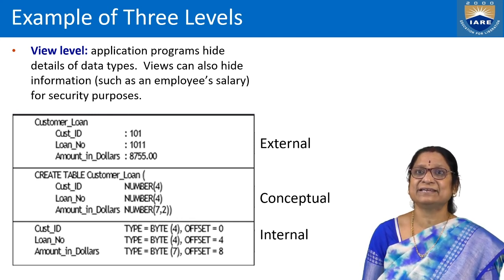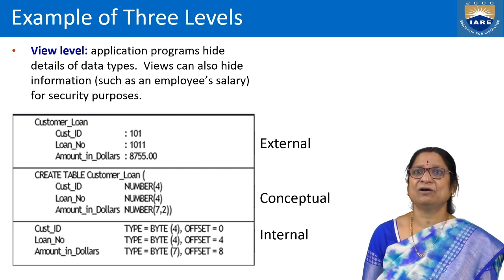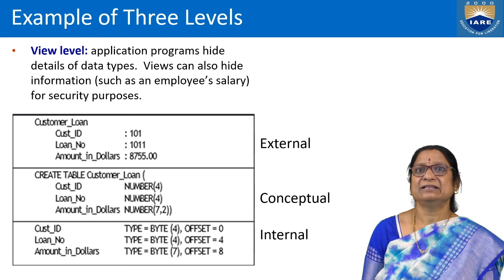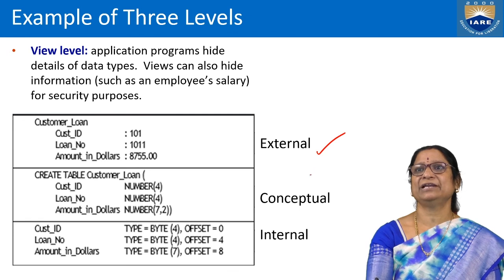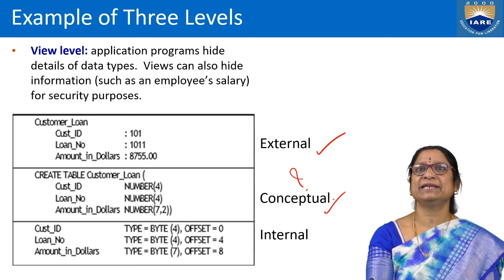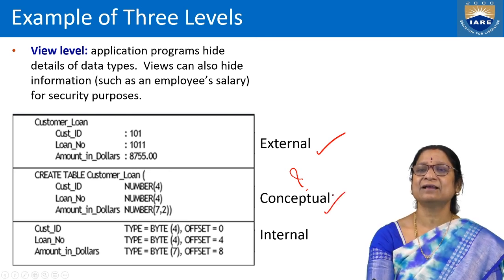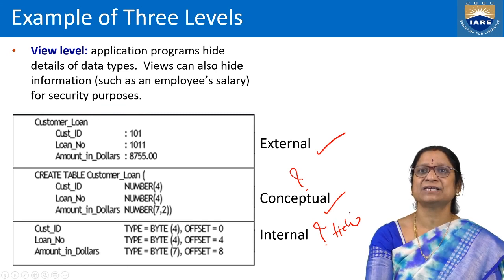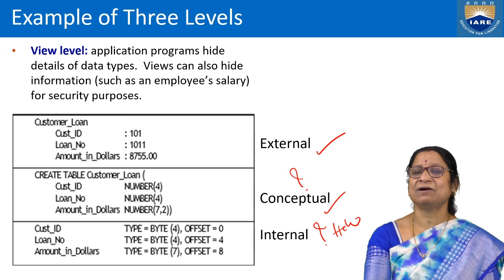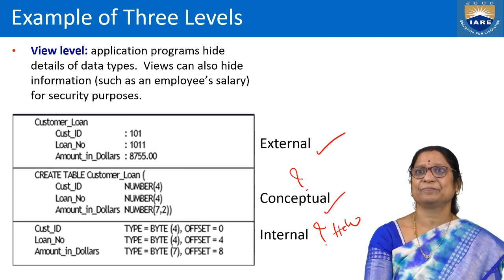Because it was hidden from external views, I don't know what attributes are there. Maybe I am using only 3 attributes of the table, but the table may have been created with 20 or 30 attributes. All those things are not known to me. That means people at the external level need not know what is going on in the conceptual level. Similarly, people at the conceptual level, those who are creating tables and indices, need not know how the data is stored internally, such as the bytes, offsets, and word length. All these things are not known to us.